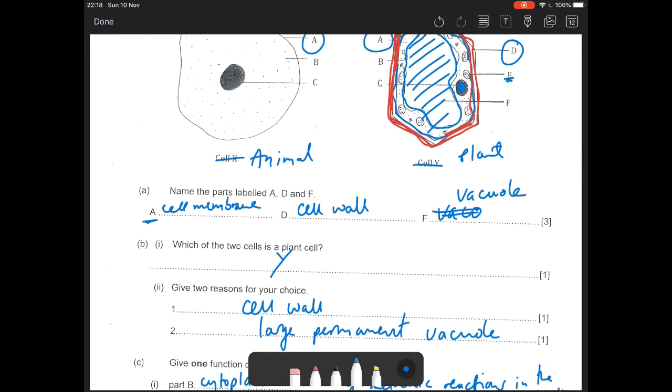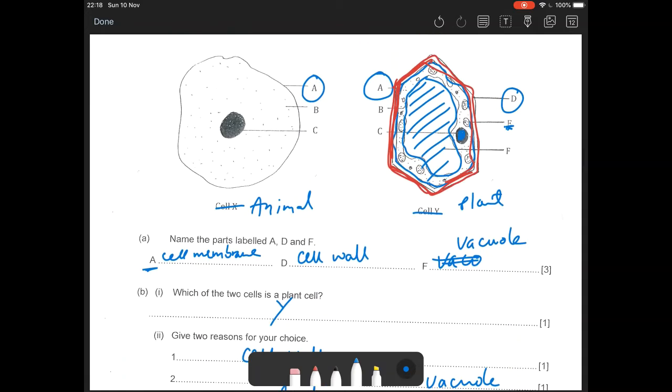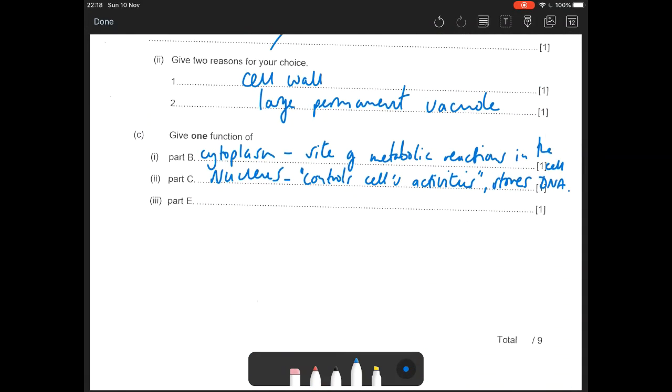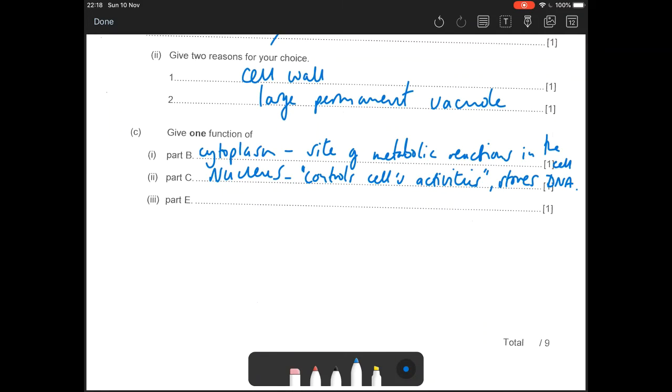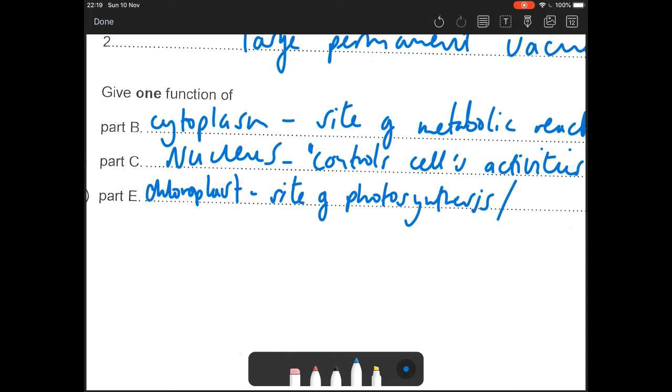Part E, lastly, I mentioned it before, it's found only in the plant cell. It's about the right shape. It is the chloroplast, not very easy perhaps to recognise from this picture here, but that is the chloroplast. And it's the site of photosynthesis. You could say the job of it is to trap sunlight.